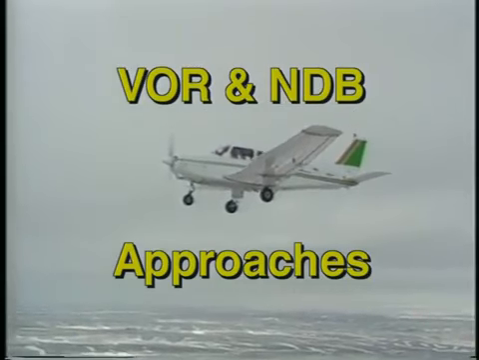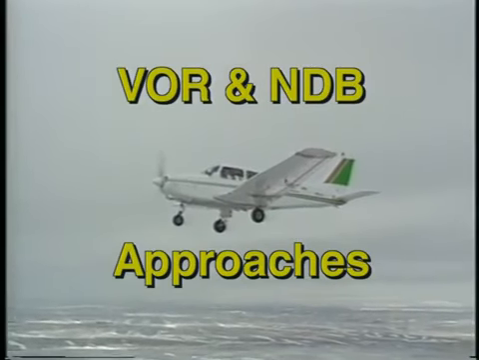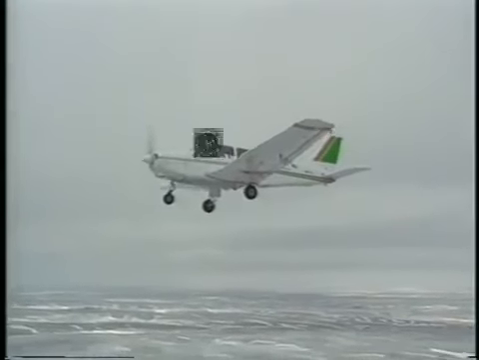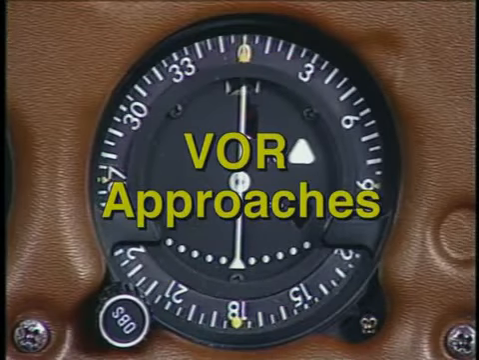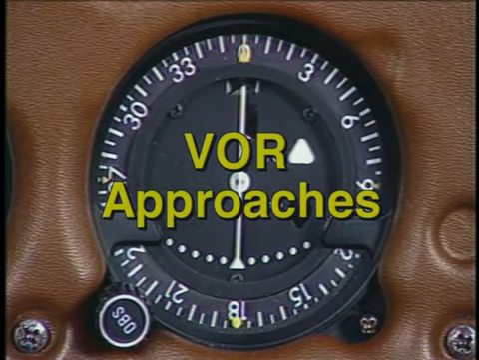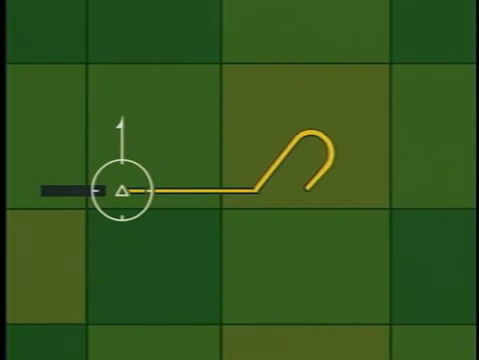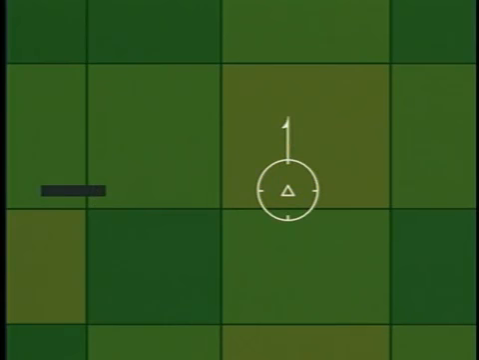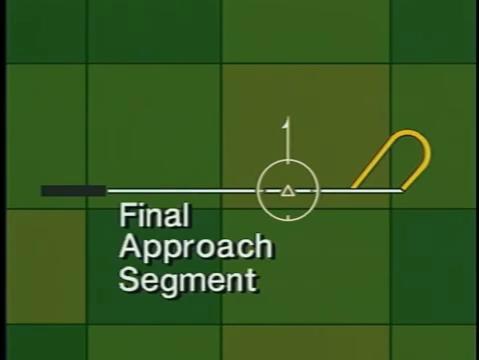Many instrument approaches are based on nav aids that do not provide glide slope information. They are classified as non-precision approaches. There are two general types of VOR approaches. Some have the nav aid located at the airport so that your final approach segment ends at the VOR. Others have the VOR located away from the airport. Your final approach segment is either to or from the station and ends at the runway.